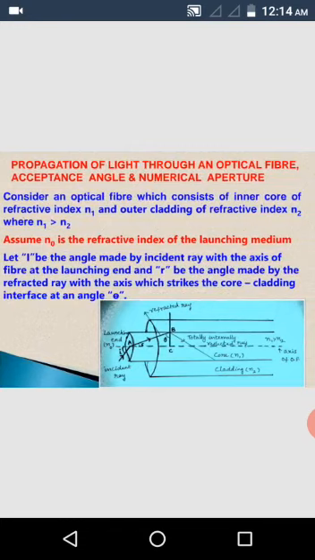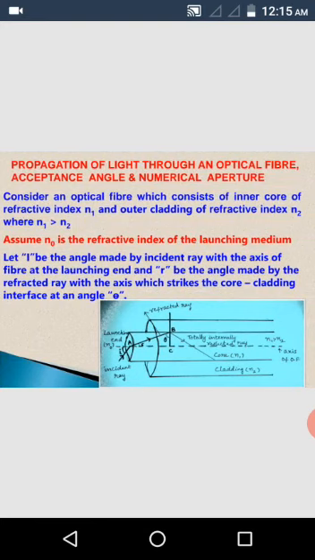Now we will discuss propagation of light through an optical fiber, acceptance angle and numerical aperture. Here we have to discuss how the light wave propagates through an optical fiber and define what this acceptance angle is. For that sake, let us consider an optical fiber which consists of a core of refractive index n1 and cladding of refractive index n2. Let n0 be the refractive index of the launching medium.